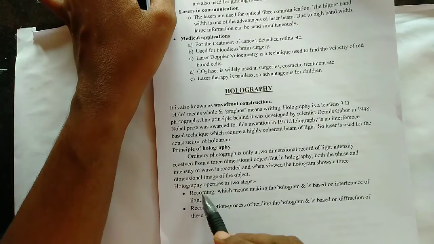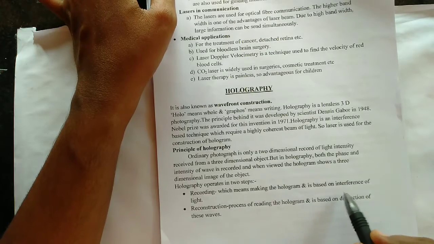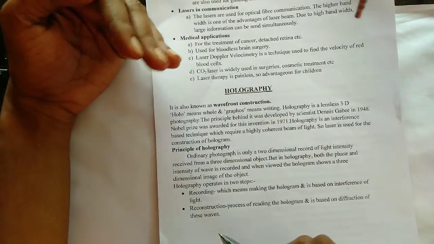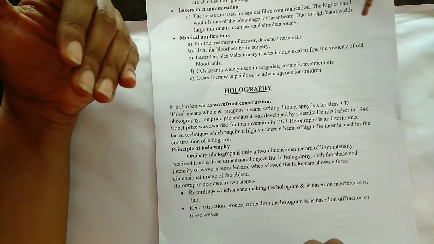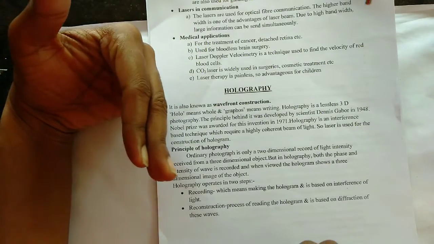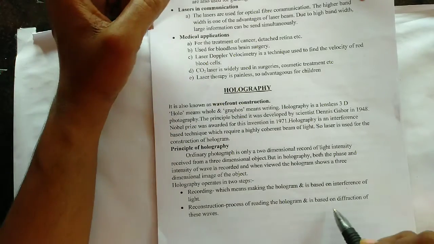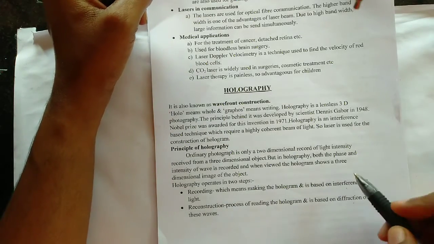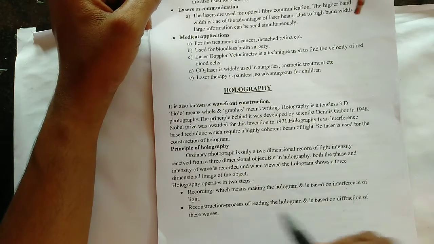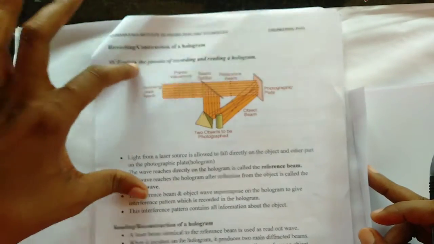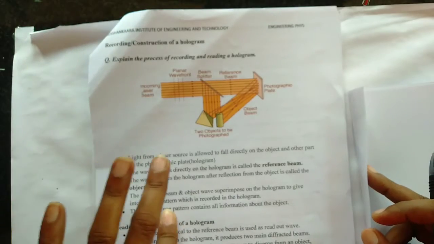For recording of a hologram we are using interference of light, and reconstruction is similar to positive production from a negative. That reconstruction is based on diffraction of light. So interference and diffraction are the basic principles behind holography. So how will you record a hologram and how will you read or reconstruct it? There are two steps, two different methods.